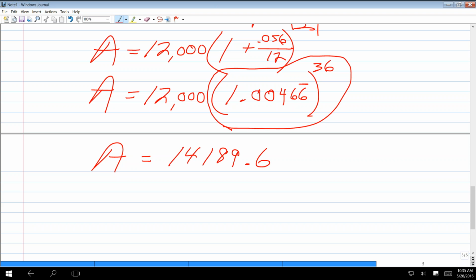So it's 14189.69. All right, and you rounded that off to cents? Because with dollars, they almost always want you to round it off to cents. Sometimes whole dollars, but never beyond that. So that's not very good, is it? 12,000 only grows to 14,189 after 3 years at an interest rate of 5.6%, which is a great interest rate. You can't find anything close to that anywhere now.